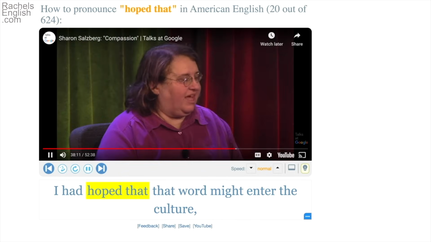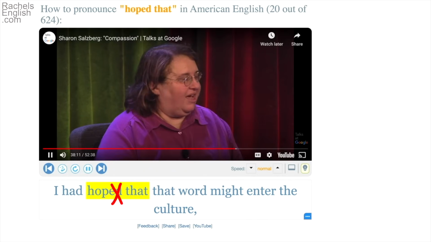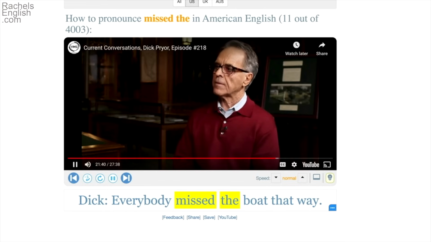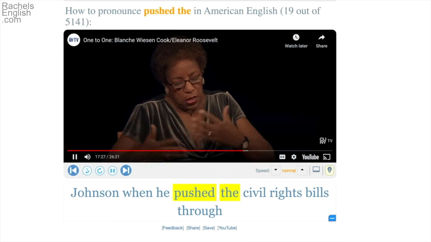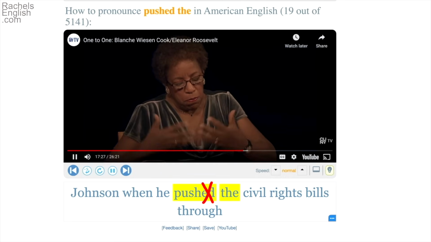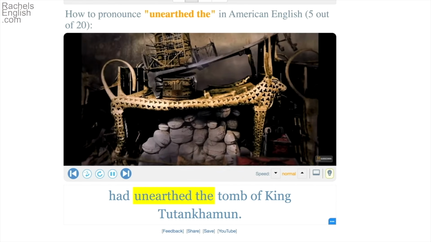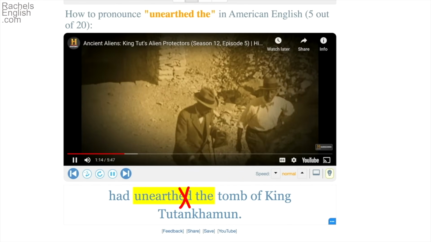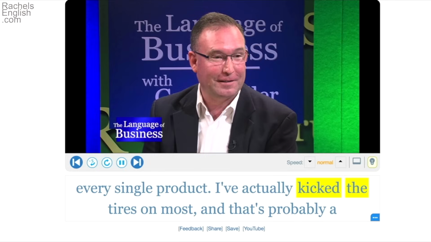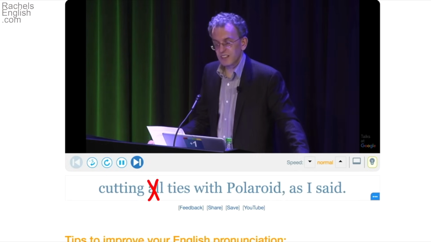I had hoped that word might enter. I hope that. Everybody missed the boat that way. Missed the. When he pushed the civil rights bills through, pushed the. Had unearthed the tomb of King Tutankhamun. Unearthed the. I've actually kicked the tires on most. He skipped the 50th anniversary party in 1987. He skipped the.